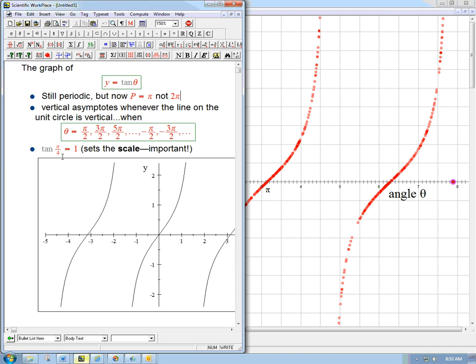And so at the odd multiples of pi over 2, we're going to have vertical asymptotes. And then tangent pi over 4 equals 1 is really important because nothing else in this information has any way to set the scale of these guys. And in another video, I talk a little bit more about how to carefully plot this and also how to plot the secant function, which is kind of a natural next step.